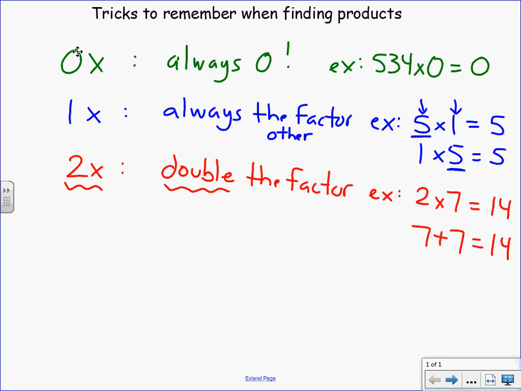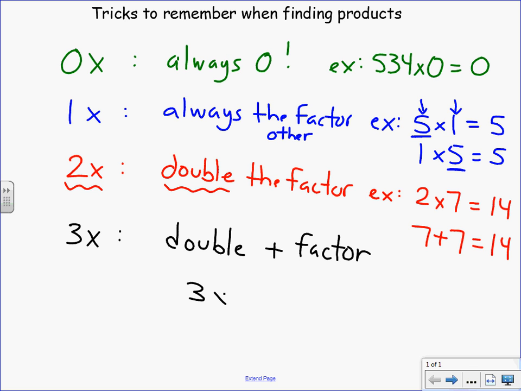You want to do 3 times something. Well, of course, you can always count by 3, but that's not always easy. So what you can do is double, and then just add the factor. For example, if you want to do 3 times 5, you know 3 is 2 plus 1, right? So you can do double 5 plus 1 more. That's 2 times 5 is 10, plus 5 is 15.